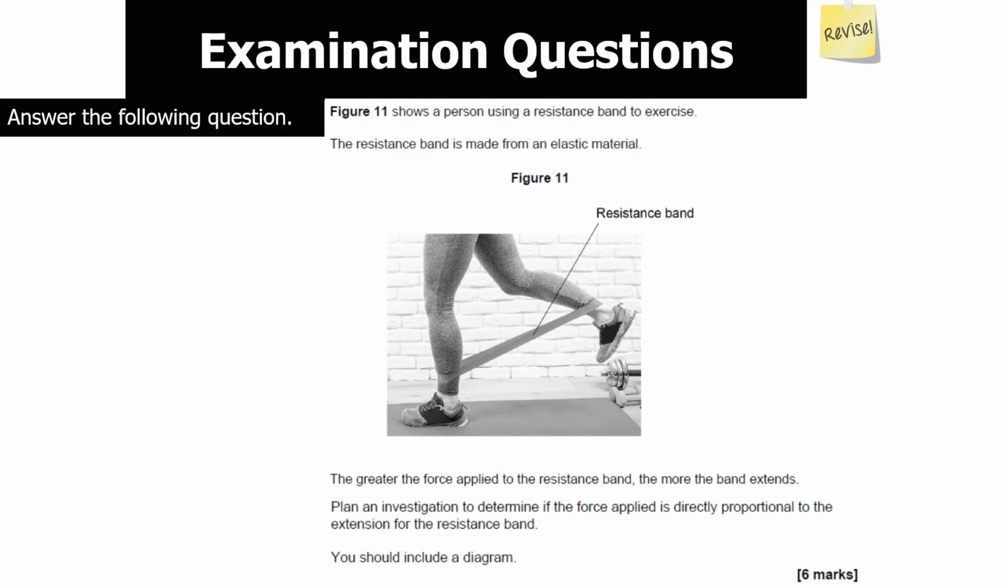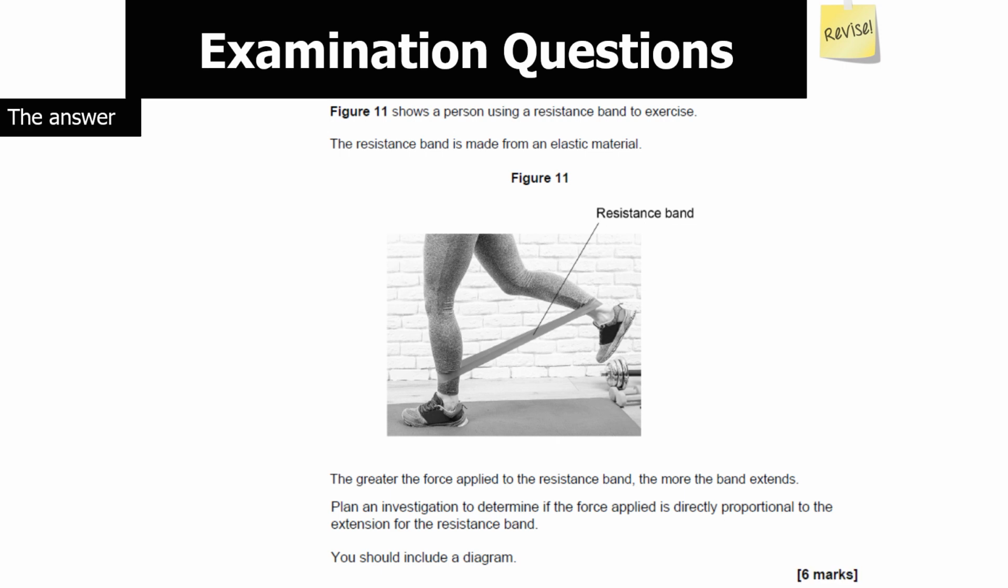The next question says, Figure 11 shows a person using a resistance band to exercise. The resistance band is made from an elastic material. The greater the force applied to the resistance band, the more the band extends. Plan an investigation to determine if the force applied is directly proportional to the extension for the resistance band, and you should include a diagram. So pause the video now, then unpause the video when you want to go through your answer.